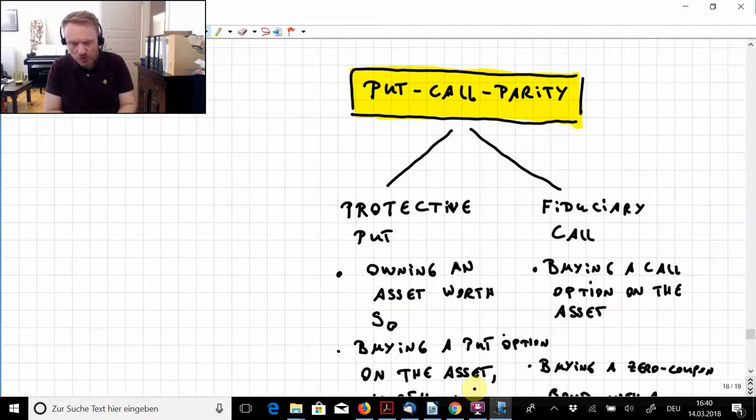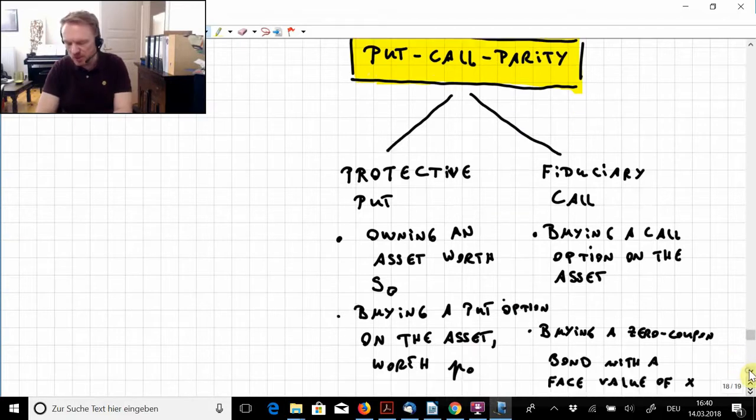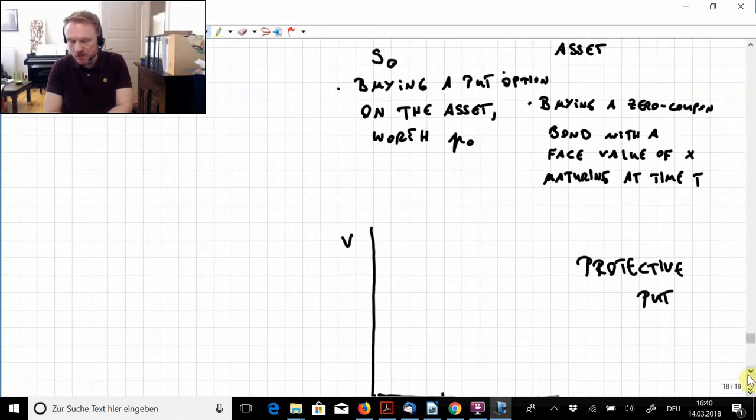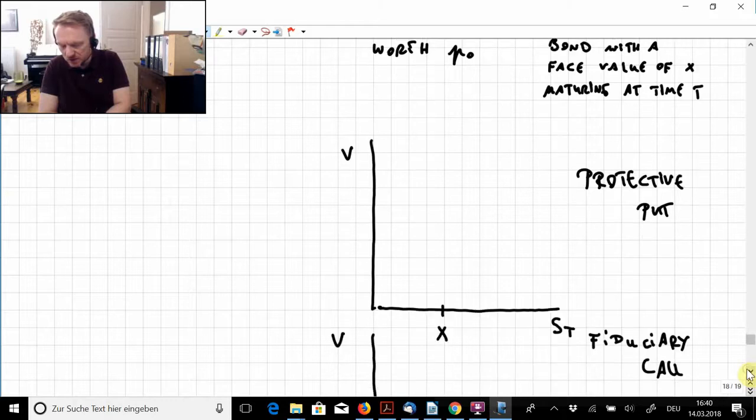So now, what do we have in mind? There are two things, the protective put and the fiduciary call. The protective put consists of two different things. First of all, owning an asset worth S0. And secondly, buying a put option on this very asset, worth P0. We need to understand the profit we can make or the loss we can incur, and this is this protective put.